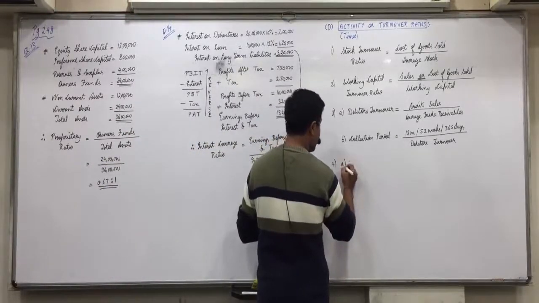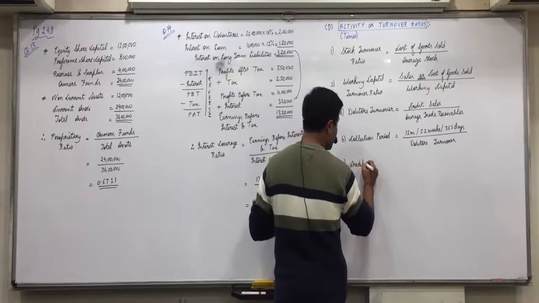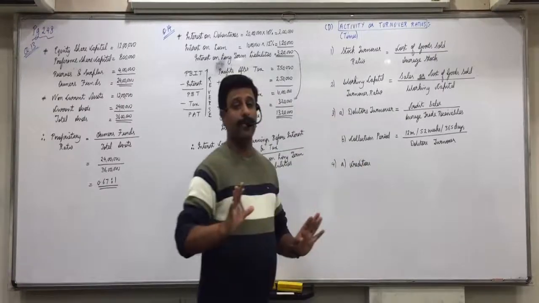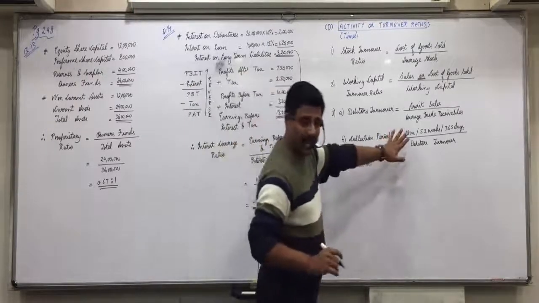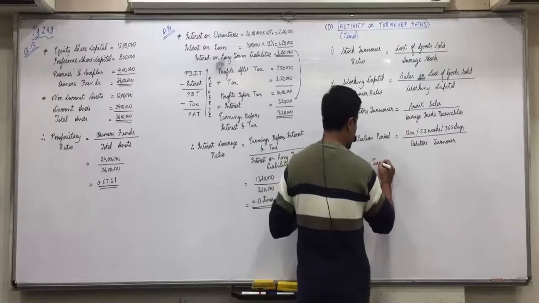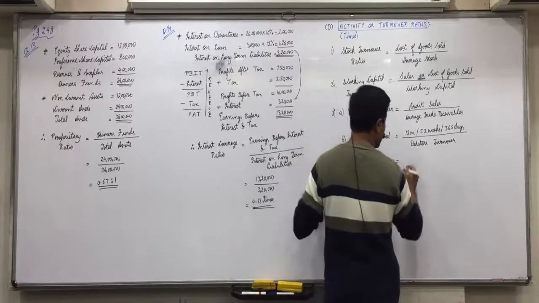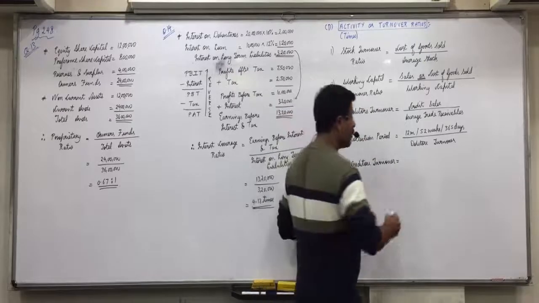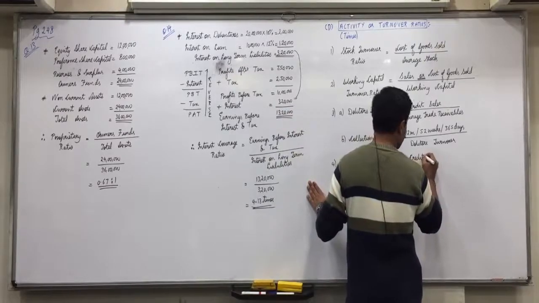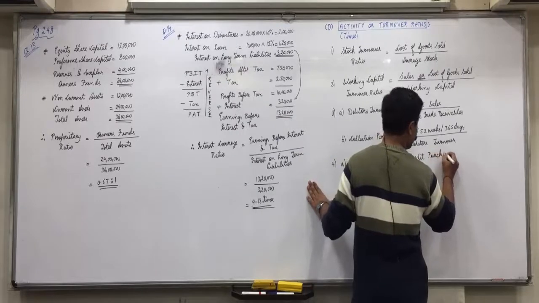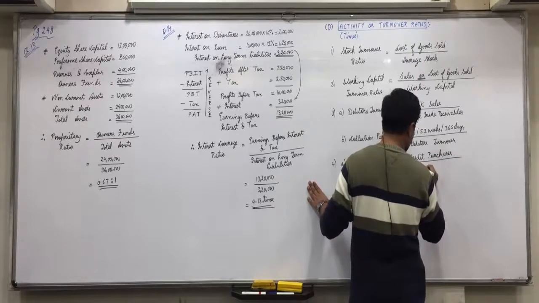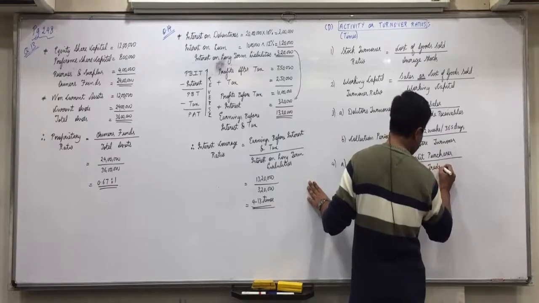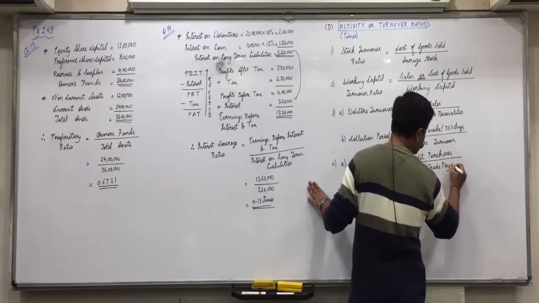4A. Creditors turnover. Yes, don't get confused. We are doing accounts only, no statistics. I was just discussing why 365 days. Creditors turnover. Which variable of sales? Credit purchases, divided by average trade payables. Is everyone clear with this?